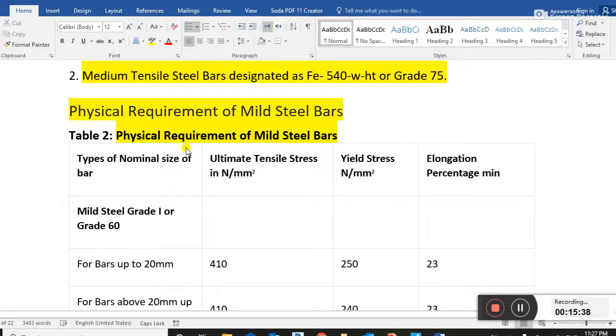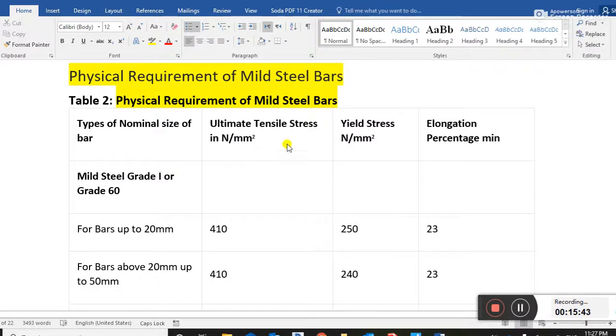Physical requirement of the mild steel bars. This table shows the physical requirements of mild steel bars under different criteria. Type of nominal size of bars. Here in this column, ultimate tensile strength in Newton per mm square or megapascal. Yield strength in Newton per mm square or megapascal. Elongation percentage minimum.